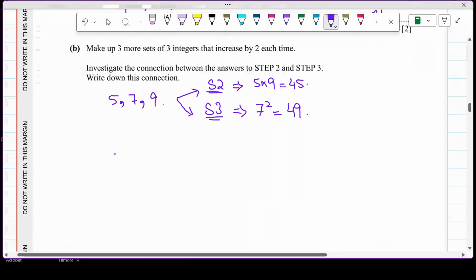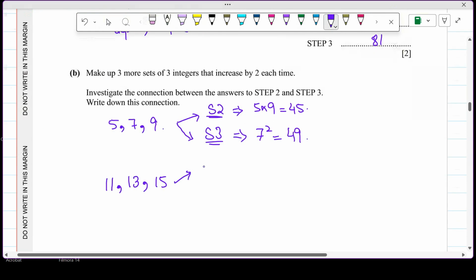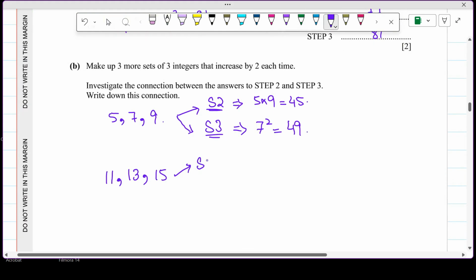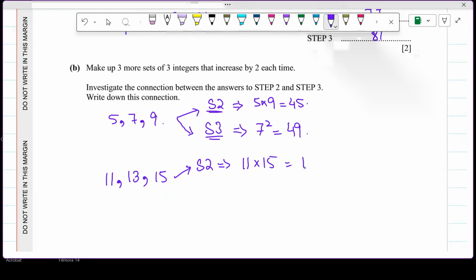Now we take 11, then increase by 2, so 13, and then 15. In this set of integers, we apply step 2, which says to multiply the first and last integer. So 11 times 15 equals 165. And when we apply step 3, which says the square of the middle integer, 13 squared, this equals 169.